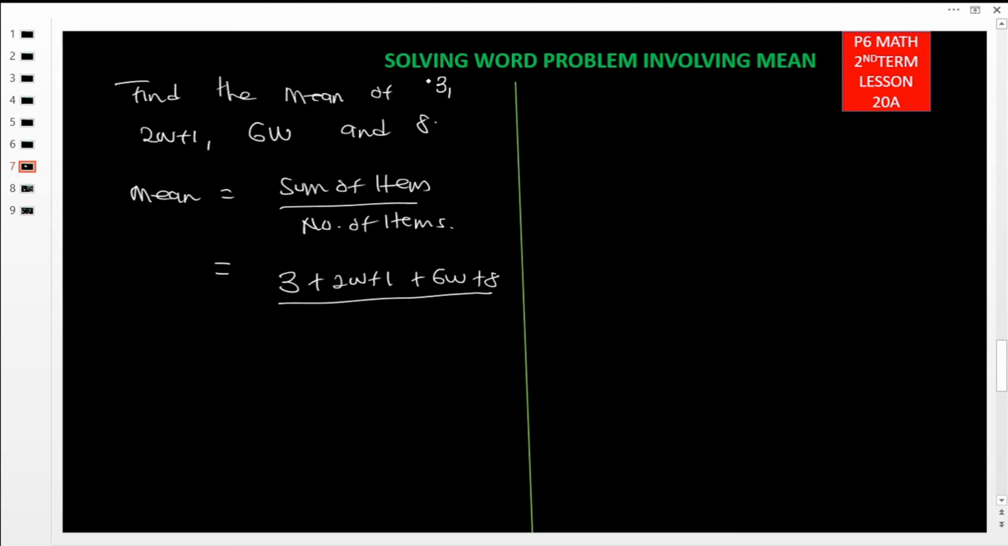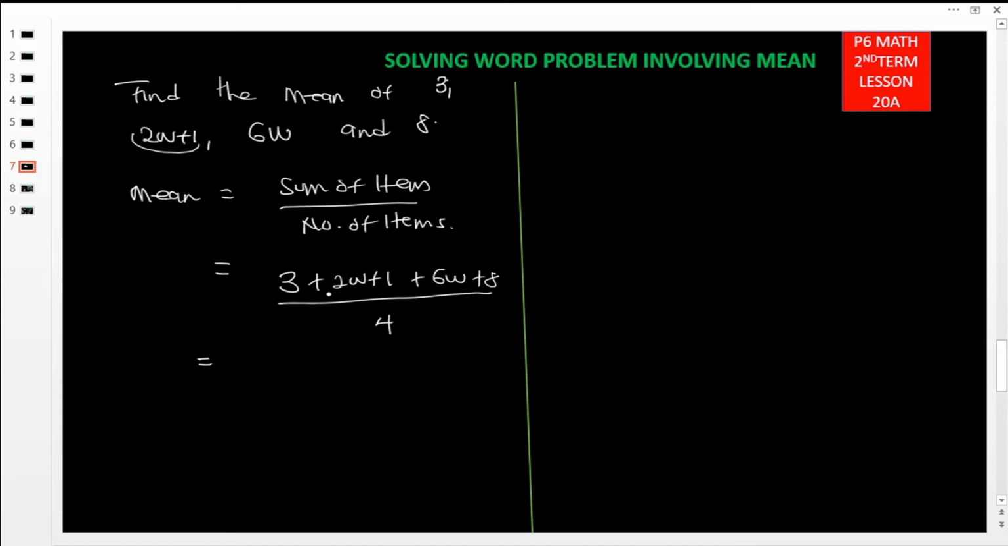Let us count the items. This is 1. Now this is one item. Don't say 2 3. No, this is one item. It is 2w plus 1. It is one item. So this is 1 2 3 and 4. So there are 4 items.